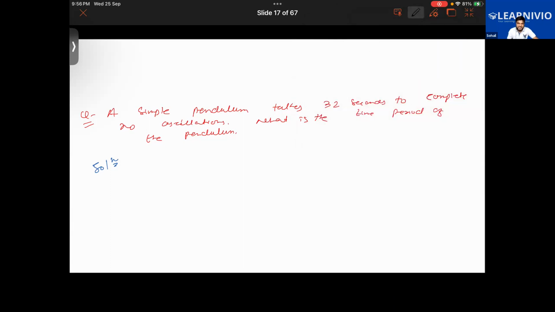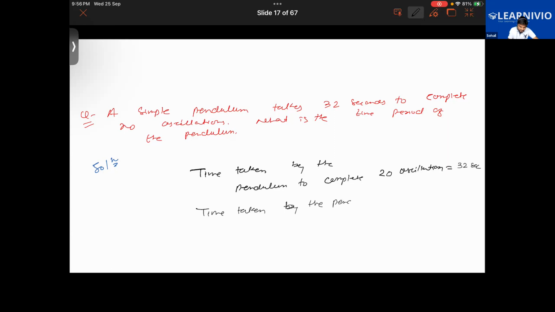Okay, let's understand it now, guys. The time taken by a pendulum to complete 20 oscillations. How much time is taken here? 32 seconds. Okay. So further, tell me the time taken by the pendulum to complete one oscillation will be what?